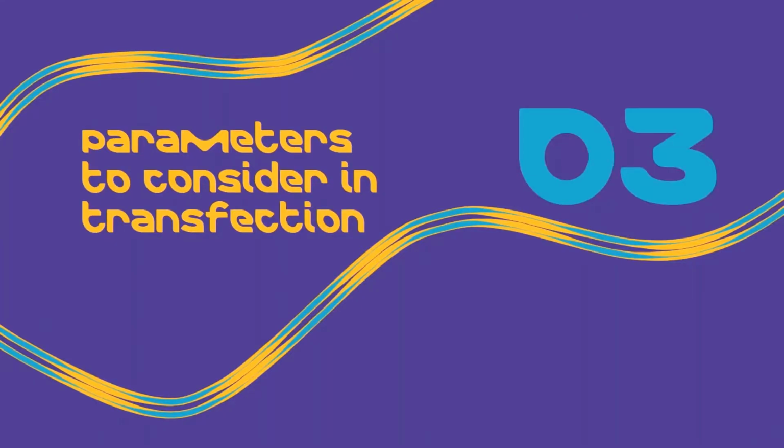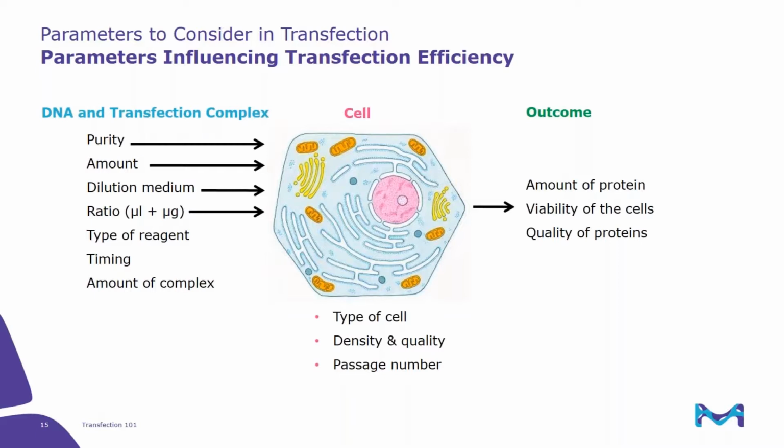Now that we have covered the basic methods and types of transfections, I will go over the parameters to consider during transfection. There are two main components in the process of transfection: the nucleic acid transfection complex and the cells in which the complex is set to enter.